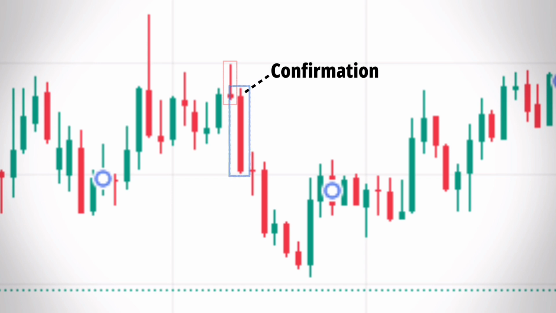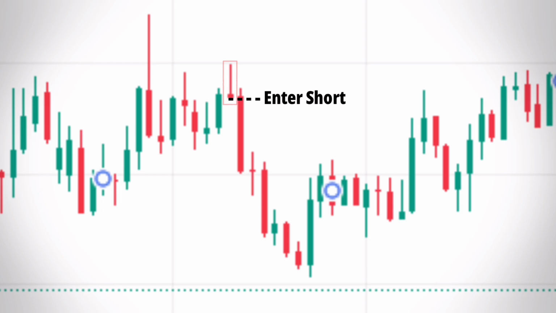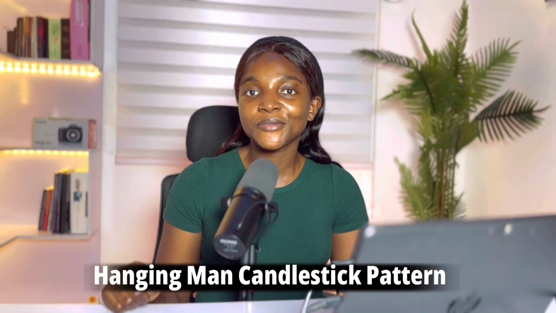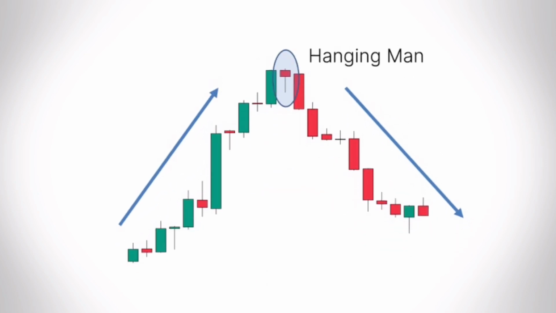Once you've confirmed a trend reversal, you want to enter a short trade below the shooting star's low and then place your stop loss above the high of the shooting star to protect against false signals. The next pattern on our list is the hanging man candlestick pattern. The hanging man is a single candlestick pattern that appears after an uptrend and signals a potential bearish reversal.